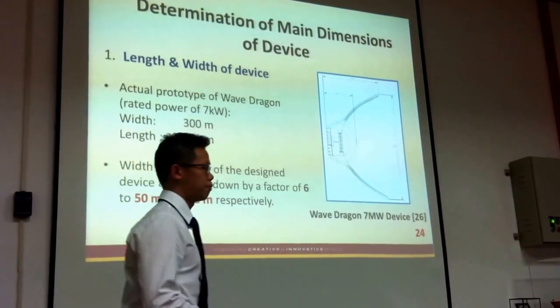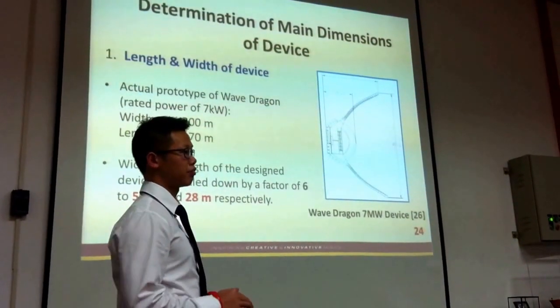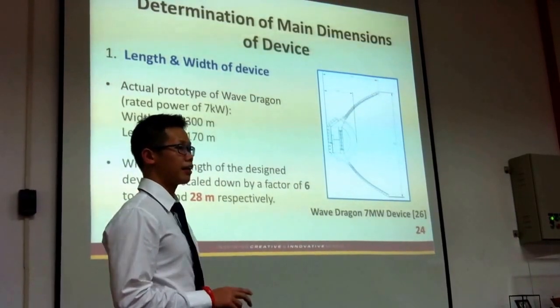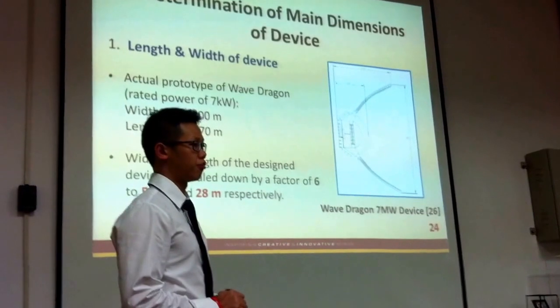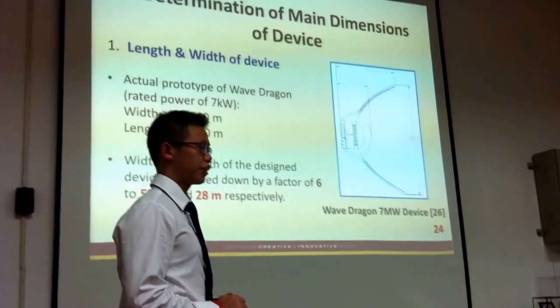This is the way I determined the main dimensions of my device. The length and width of my device are scaled down from the actual prototype of Wave Dragon by a factor of 6.